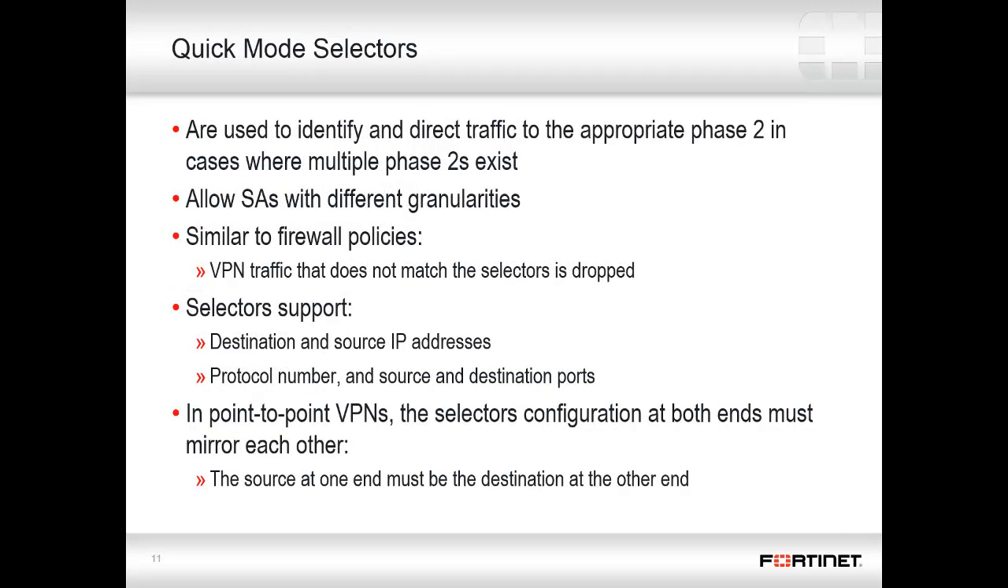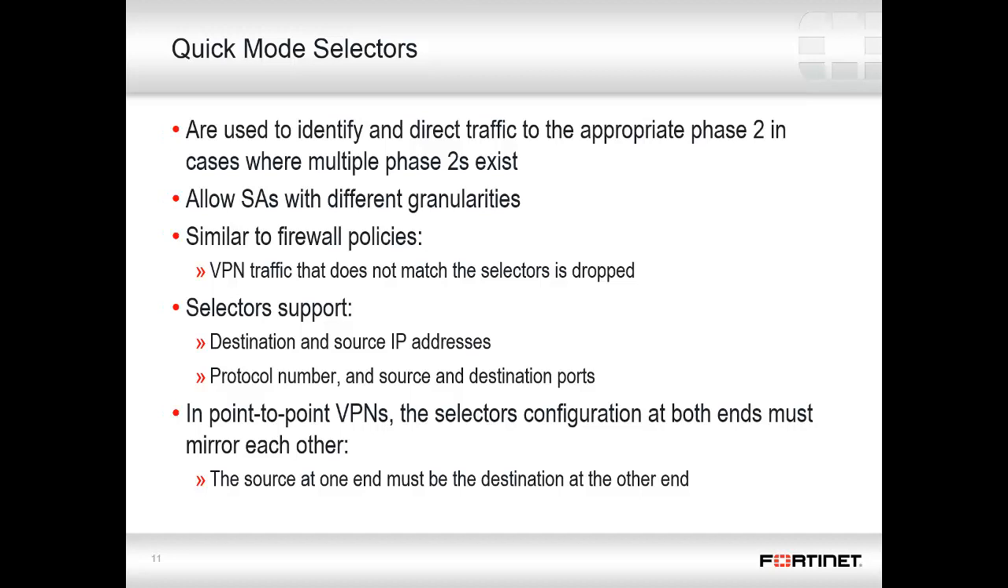During the Phase 2 creation, we must configure a pair of settings called Quick Mode selectors. They are used to identify and direct traffic to the appropriate Phase 2 in cases where there is more than one Phase 2 per Phase 1. In other words, it allows security associations with different granularities.